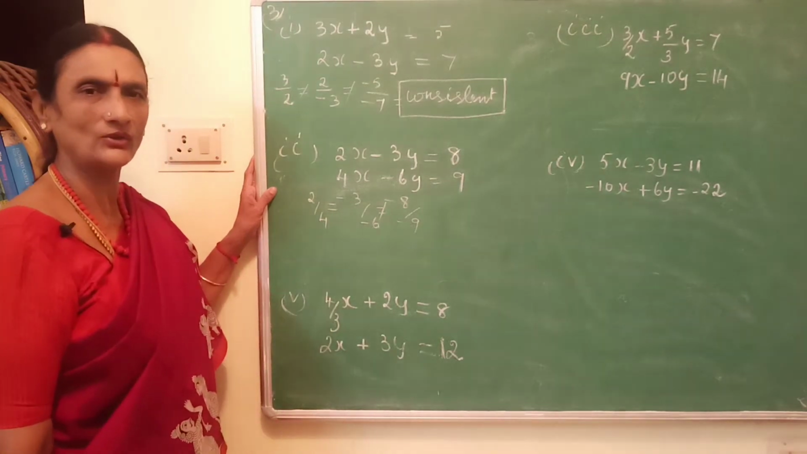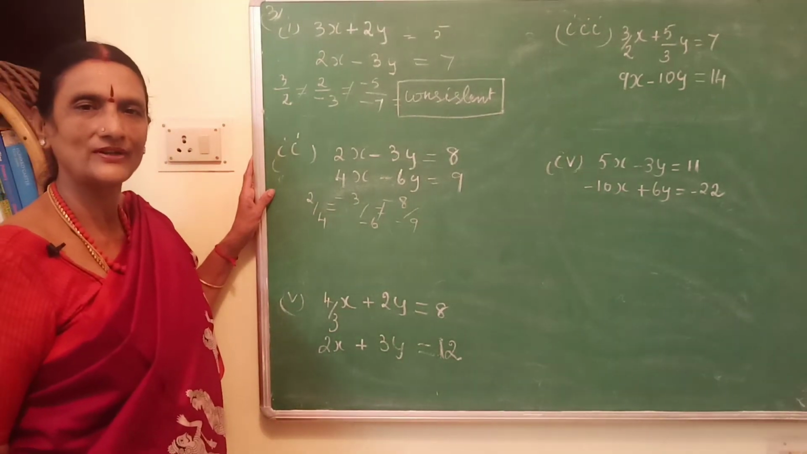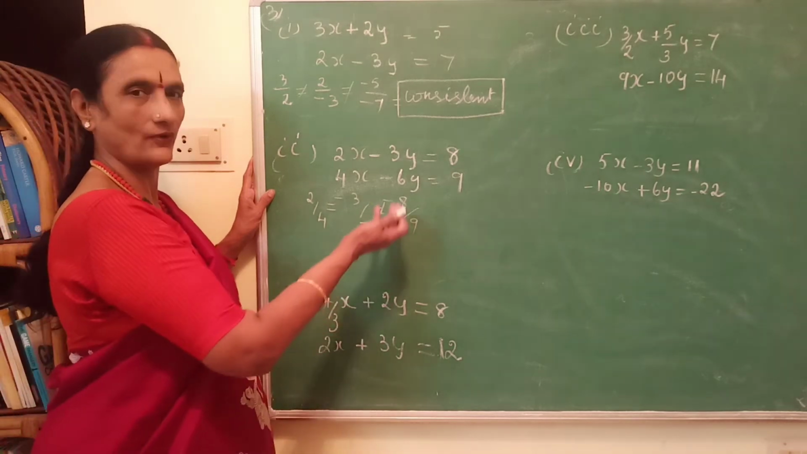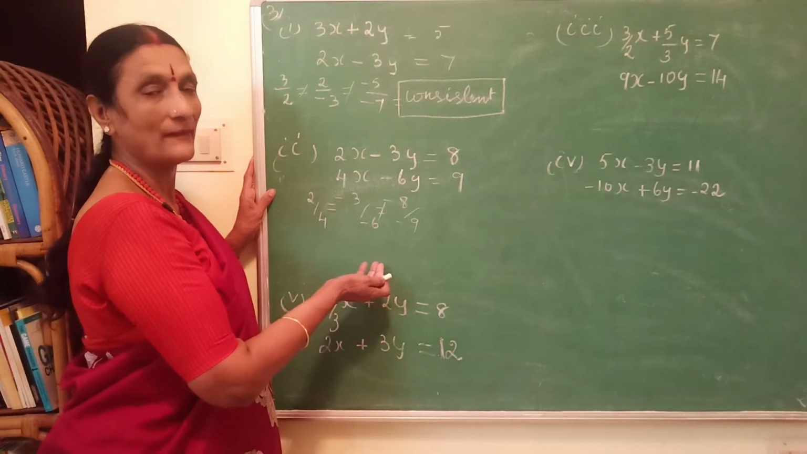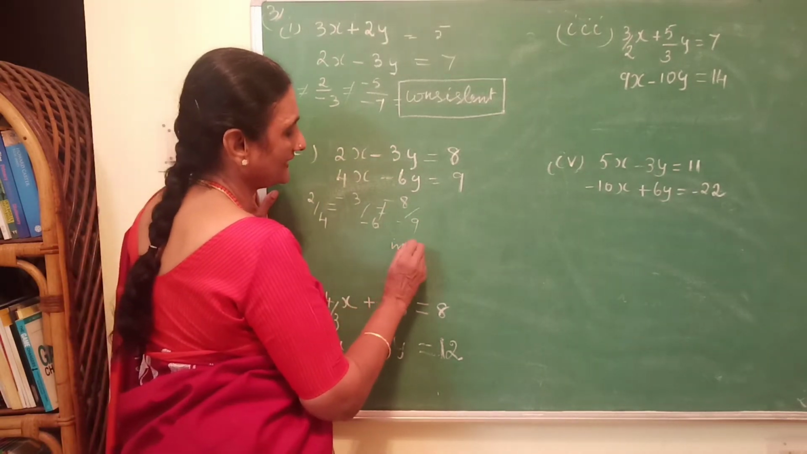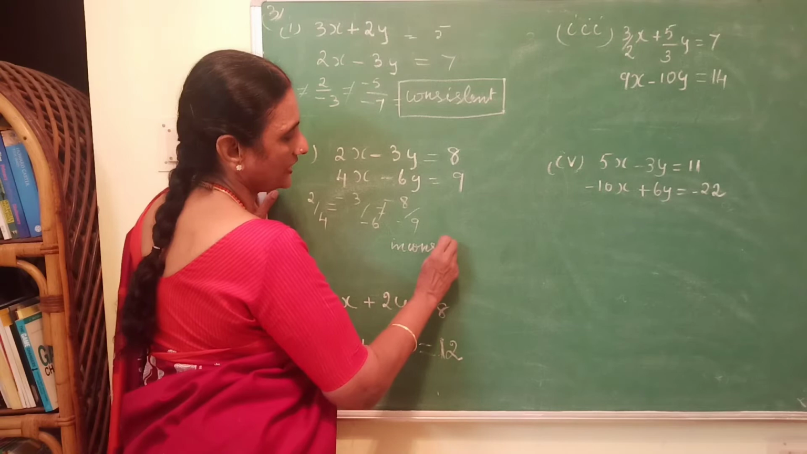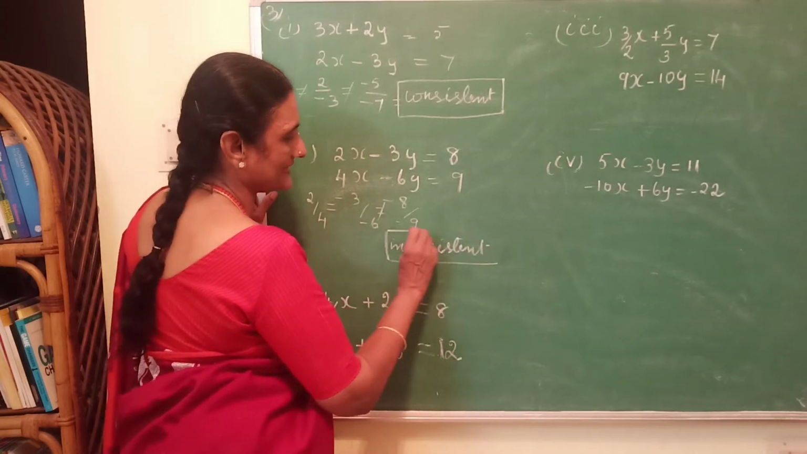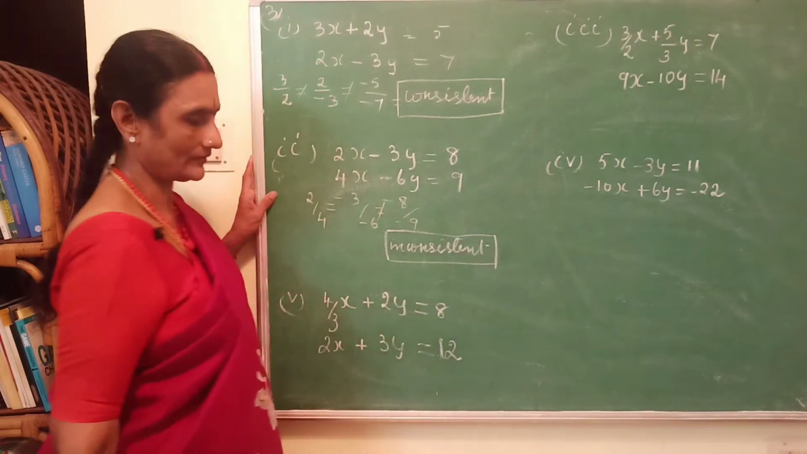So, how do we conclude? A1 by A2 is equal to B1 by B2 is not equal to C1 by C2. Therefore, we get a set of parallel lines. For the equations, we will write they are inconsistent. The equations are inconsistent. We have to conclude like this.